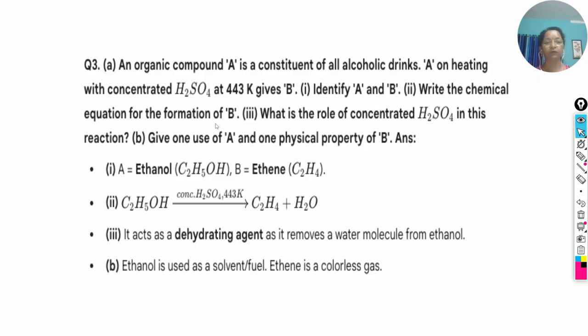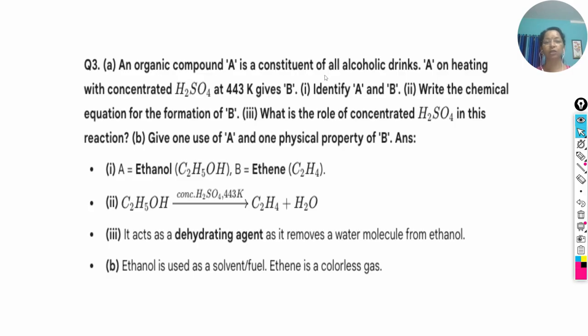Then write the chemical equation for the formation of B. That means the dehydration reaction equation. We have to write what is the role of concentrated sulfuric acid. It is a dehydrating agent, we learnt. Then give one use of A and one physical property of B. Use of A, that means ethanol. The answer is given here itself, isn't it?